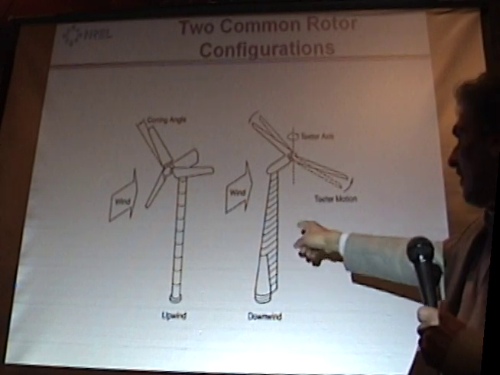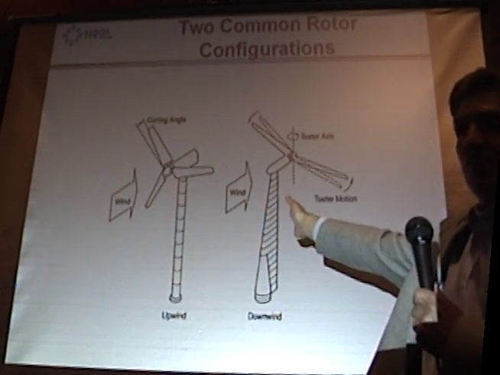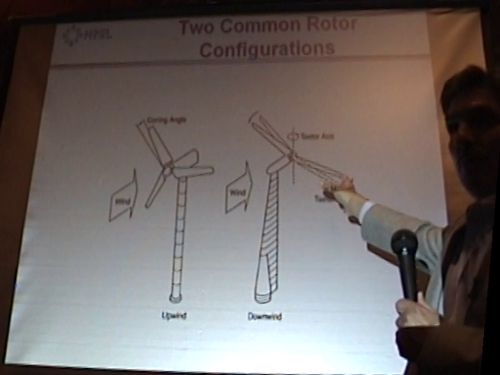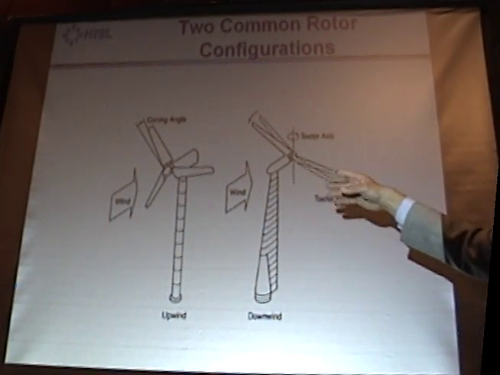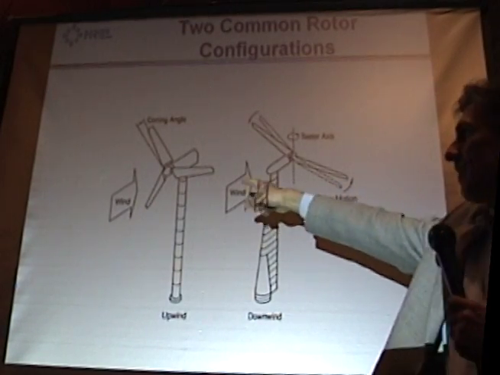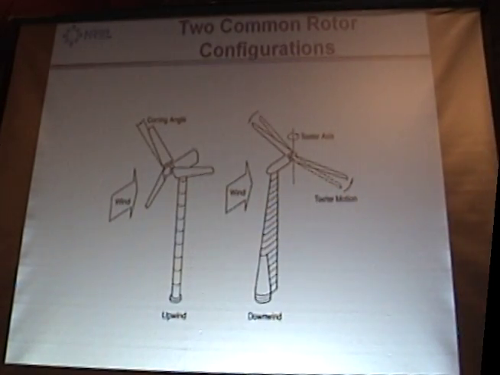Downwind machines face away from the wind, so the wind passes through the tower first and then through the rotor. Those have the advantage that the wind tends to blow the blades away from the tower. A lot of work goes into keeping upwind machines and the blades that are moving around from hitting the tower as they go.